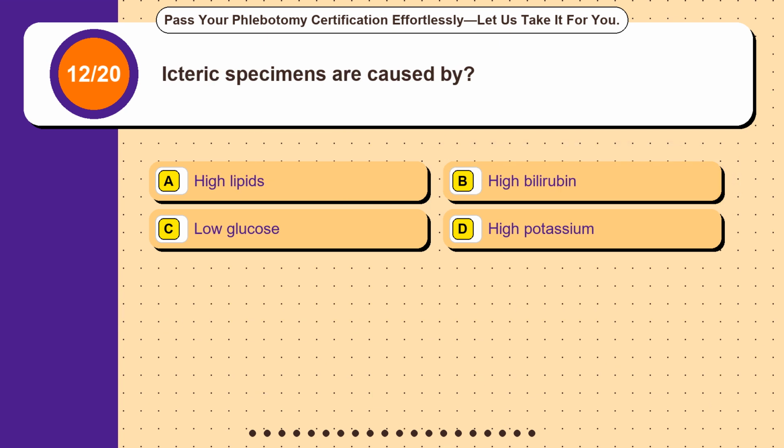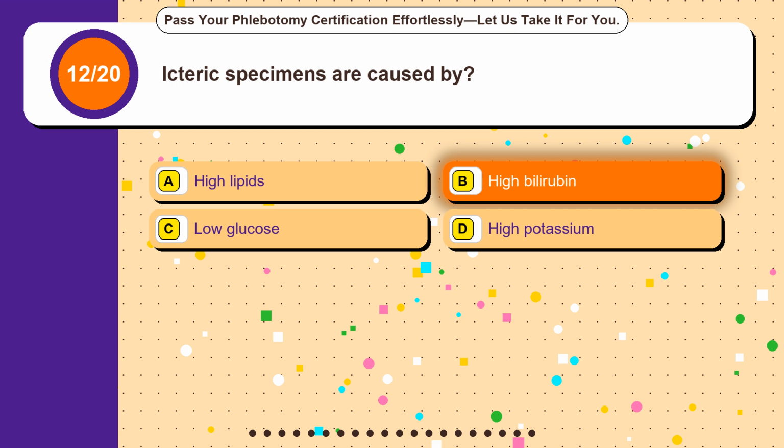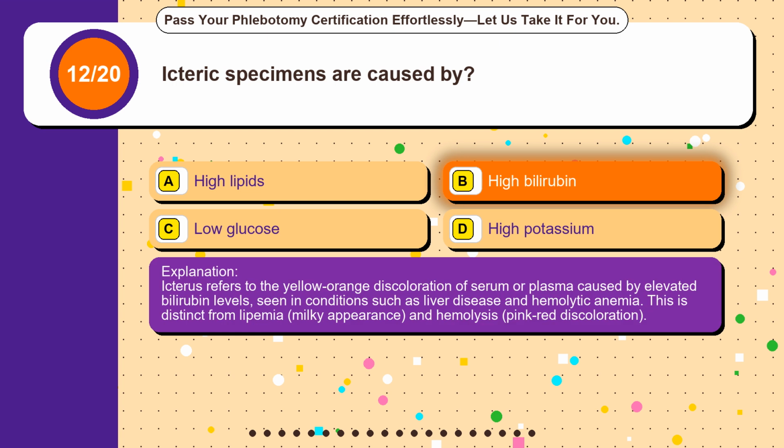Question 12. Icteric specimens are caused by: Option A, high lipids. Option B, high bilirubin. Option C, low glucose. Option D, high potassium. The correct answer is option B, high bilirubin. Icterus refers to the yellow-orange discoloration of serum or plasma caused by elevated bilirubin levels, seen in conditions such as liver disease and hemolytic anemia. This is distinct from lipemia, milky appearance, and hemolysis, pink-red discoloration.